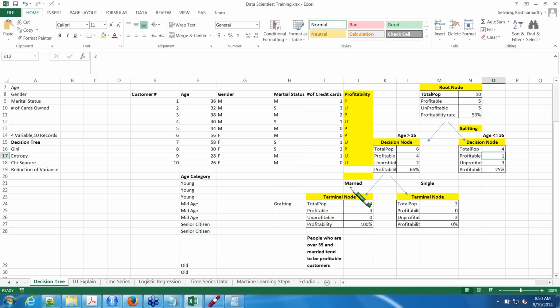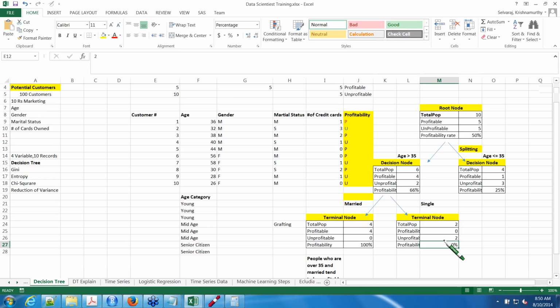So further, if you split by marital status, married and single, out of these 6 records, 4 will be married and 2 will be unmarried. Out of the 4, all are profitable and 0 are unprofitable. So 100% are profitable here, and 0% are profitable there.